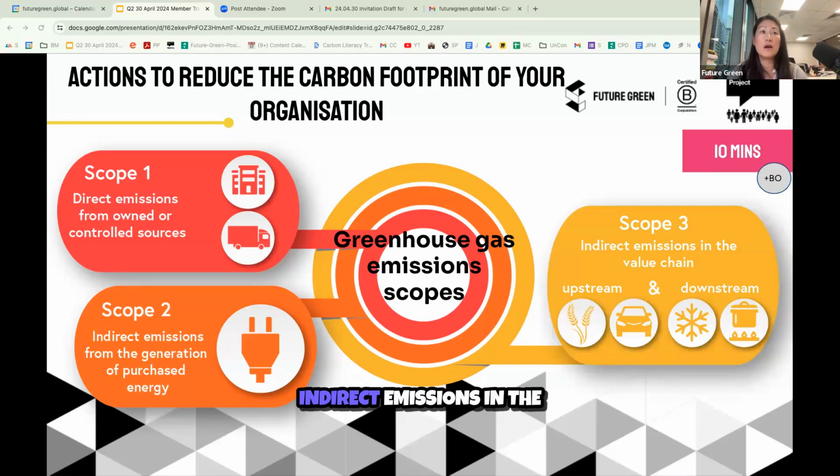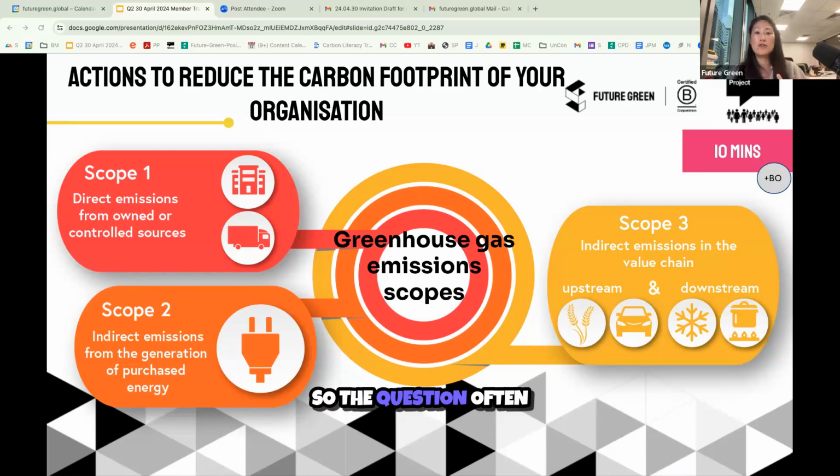So these are the indirect emissions in the value chain. And these are from sources not owned or directly controlled by your company. So basically your supply and your value chain. And for many companies, the majority of their greenhouse gas emissions are from scope 3. And they're quite difficult to measure because they lie outside of your operations. So a little bit also outside of your control as well.